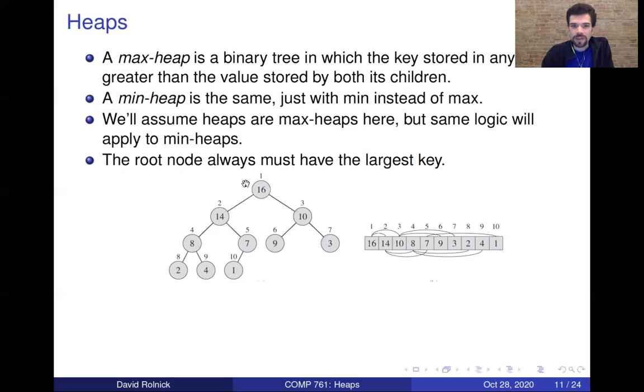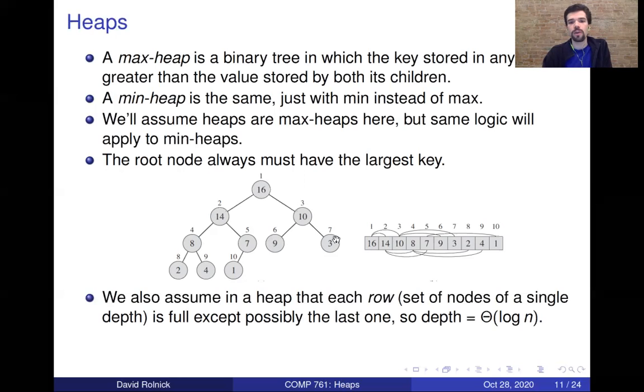So what are these other numbers hanging around here? Well, this is just making it easier to implement a heap in a computer. We also assume that in a heap, each row, a set of nodes of a single depth, is full. We'll get to these little numbers in a moment. So like this is a row with 1 node. This is a row with 2 nodes. This is a row with 4 nodes, and this is a row with 3 nodes.